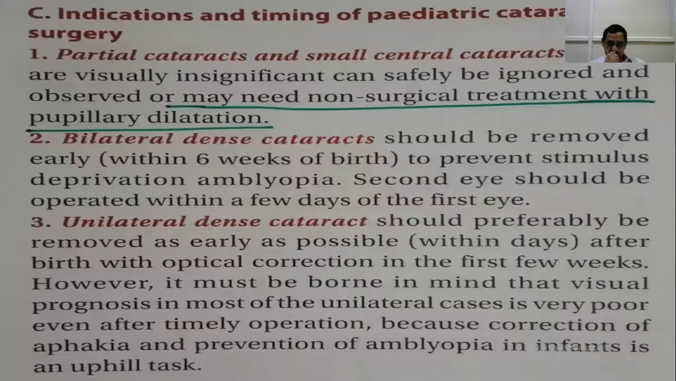Indications and timings of surgery for congenital cataract: partial cataracts and small central cataracts, which are visually insignificant, can be safely ignored and observed, or may need non-surgical treatment with pupillary dilatation. Bilateral dense cataracts should be removed early, within 6 weeks of birth, to prevent stimulus deprivation amblyopia. The second eye should be operated within a few days of the first. Unilateral dense cataract should preferably be removed as early as possible, within days after birth, with optical correction in the first few weeks.